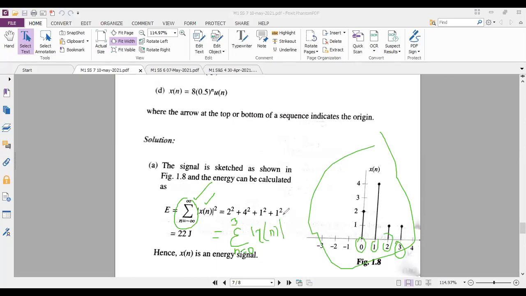When you expand the summation, can anybody tell me, at n equal to 0, what is the amplitude of x of n? It is 2, so as per the format it is 2 square. Similarly, at n equal to 1, the amplitude is 4, and as per the formula it is the square of that, so 4 square. At n equal to 2, the amplitude is 1, so 1 square. And at n equal to 3, the amplitude is 1, so 1 square. So 4 fours are 16, 16 plus 4 is 20, plus 2, 22 joules.